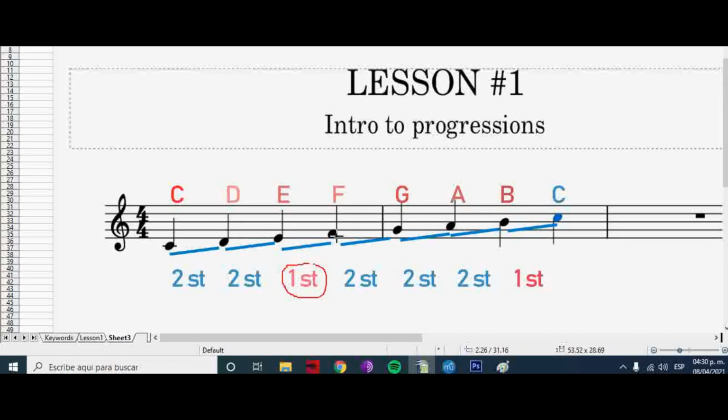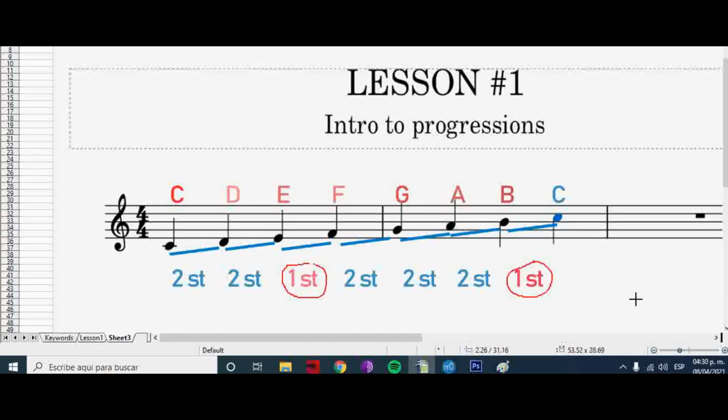Then we continue from F to G, 2 semitones as well. And from G to A, 2 semitones. And the same idea from A to B, 2 semitones. And the last one is the exception. From B, the 7th note, to the octave, we have again only 1 semitone. So this pattern we have to apply to other models.